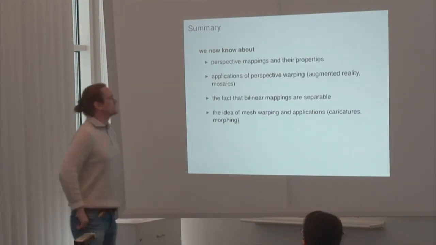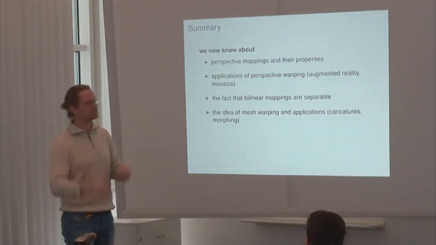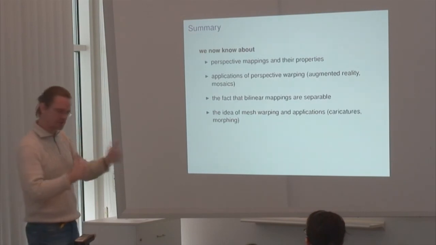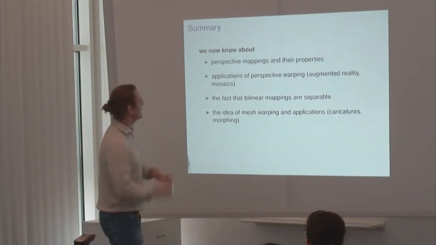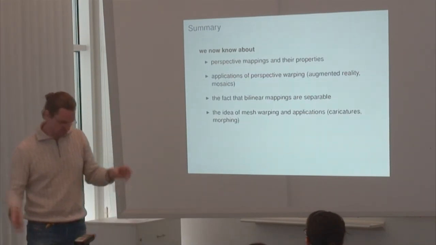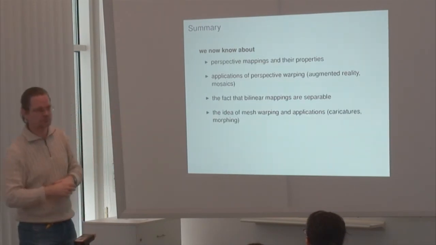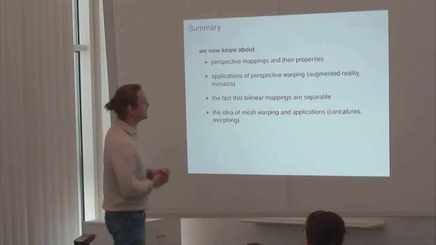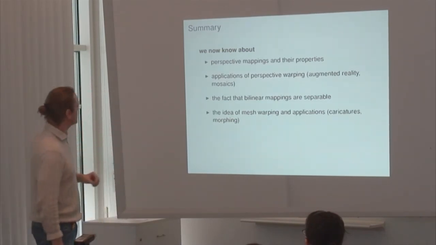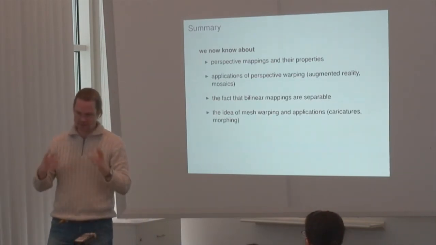We now know about perspective mappings. Last time we only talked about bilinear mappings and their properties. We now know about perspective mappings and their properties. Lines will always be lines, but distances are not necessarily preserved. We have seen applications of perspective warping, and the 2 examples were this augmented reality scenario, where I warped an image into a scene such that at least perspectively it made sense, and we also talked about the creation of image mosaics.